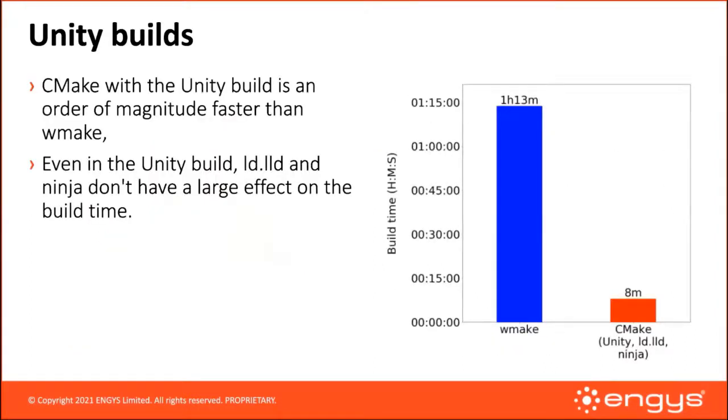But here we are. With a Unity build, we can finally achieve the order of magnitude speed increase in overall build time that we were looking for. This build includes Ninja and LLD, but their impact on the build time is still negligible. All this increase is essentially down to Unity.